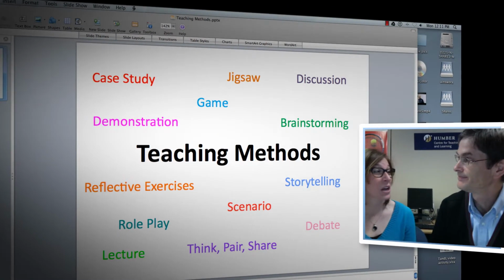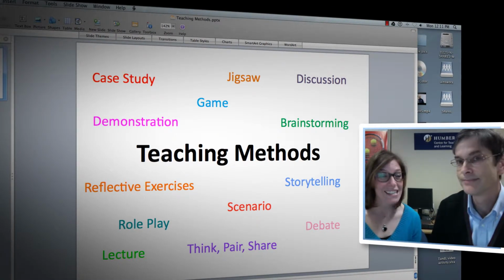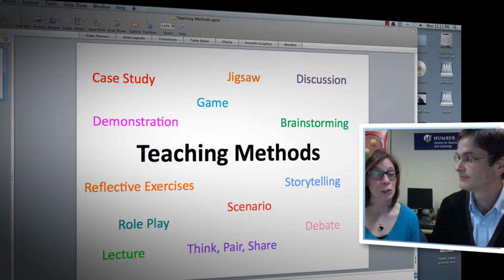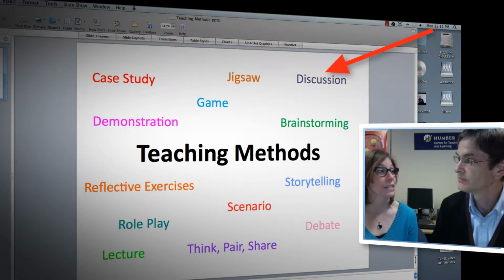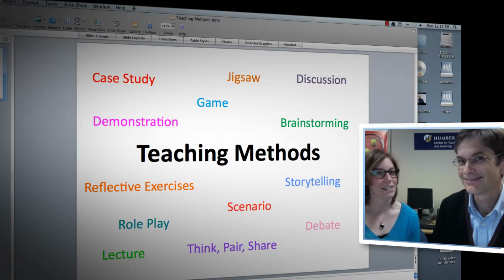Well, the reason that we're talking about this today is because when we talk about adult learners, the average attention span for adult learners is 7 to 20 minutes. So I'm not suggesting that we get rid of lectures altogether. I'm just saying that there's a lot of other teaching methods that we can incorporate into our toolbox that we can use to deliver our content. So things like case study.